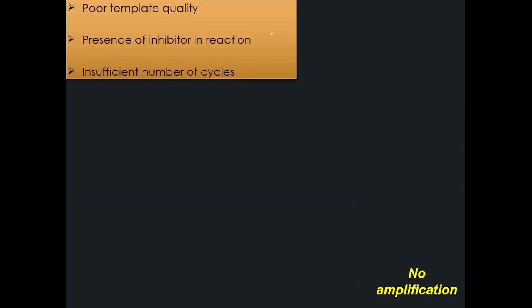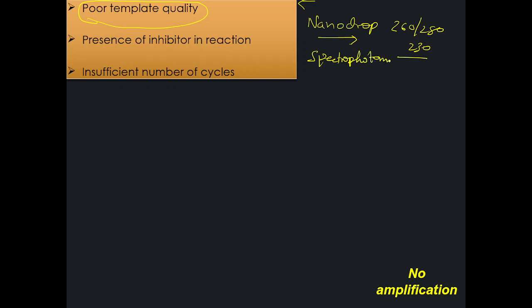The other problem which can occur is poor template quality, and I would consider this one of the prime reasons if you are meticulous. To check the quality of your template or the genomic DNA, it is advisable to use a NanoDrop machine by taking the 260, 280, as well as 230 measurements. If a NanoDrop instrument is not available, then one can also use a spectrophotometer to check that as well.